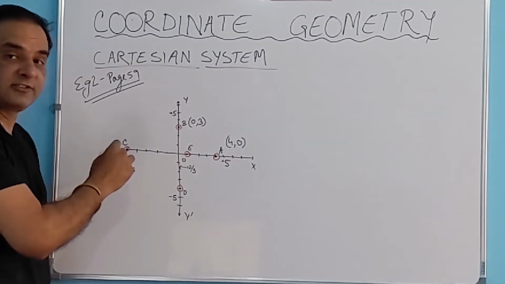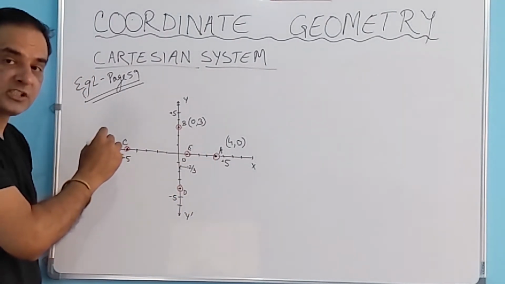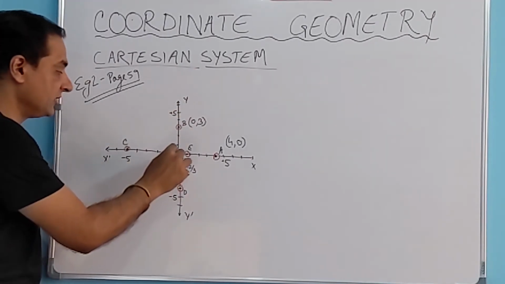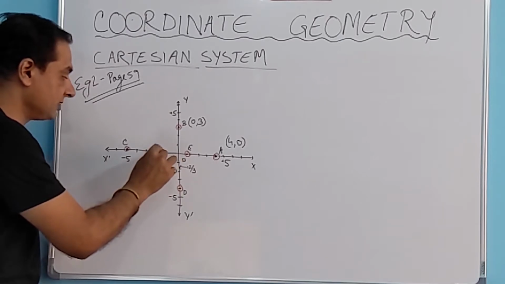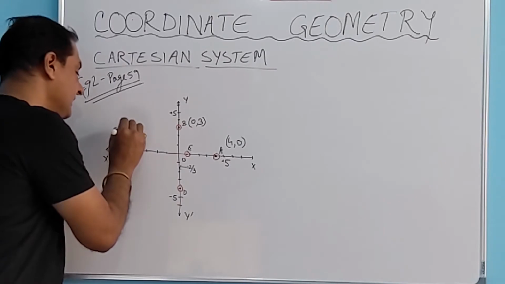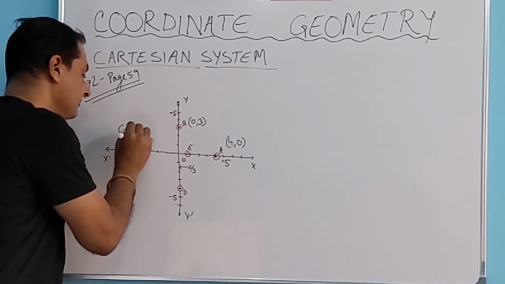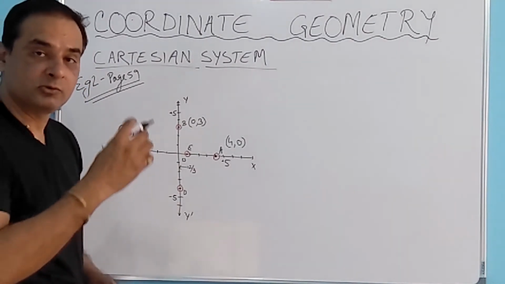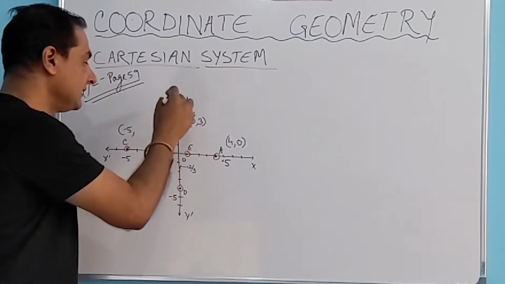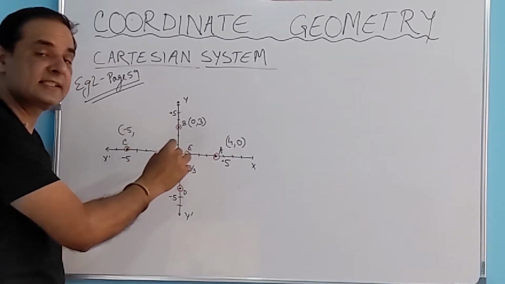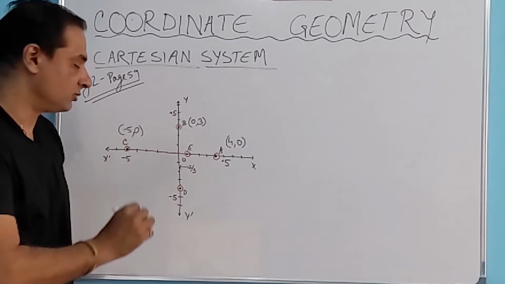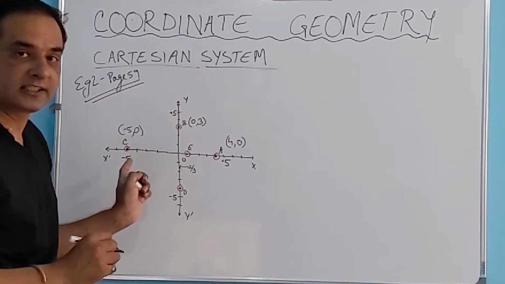We come to the next point, which is C. So we look at the x coordinate, which is the perpendicular distance from y axis, and it is 1, 2, 3, 4, 5, but it is in negative direction. So we write that as minus 5. And then what is the y coordinate? Since it lies on x axis, distance from x axis is 0. So y coordinate is 0. We can write that minus 5, 0. Minus 5, 0 are the coordinates for point C.